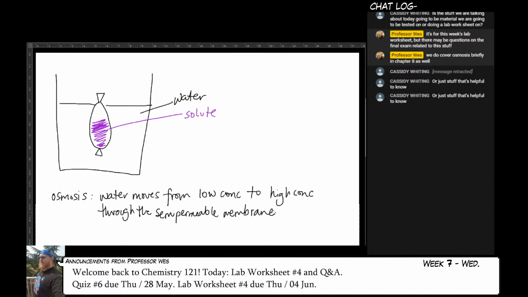Now, in the chat, what I want you to do is tell me which direction the water is going to move if the bag is a semipermeable membrane. Now, there is some water inside the bag because the solution is as it is. So will water move into the bag or will it move out of the bag primarily? Because we know both are going to happen, but which one will be primary? Where will the water go if osmosis occurs?